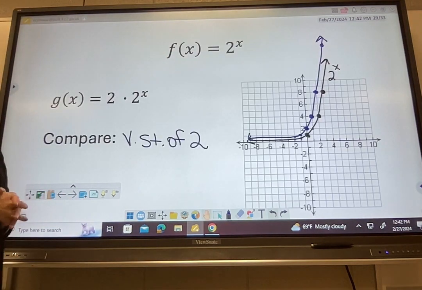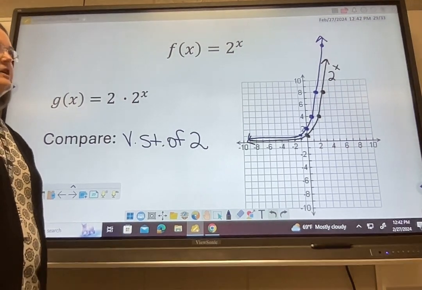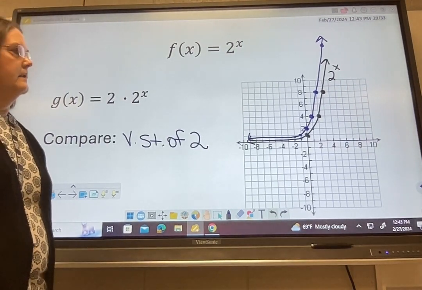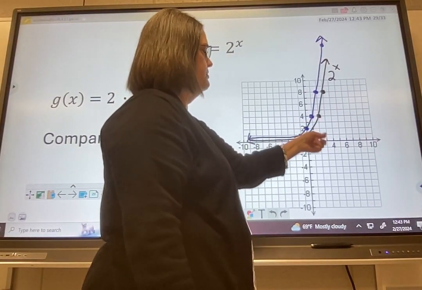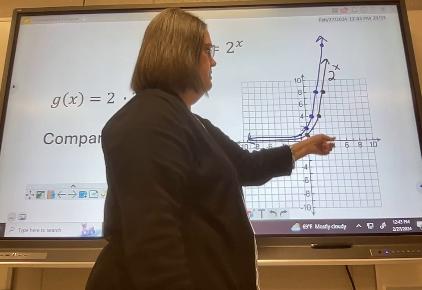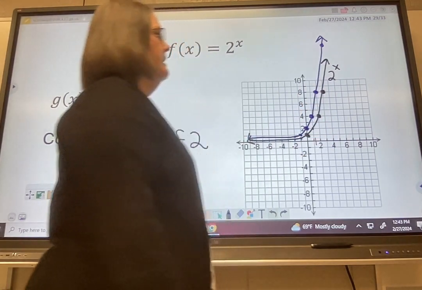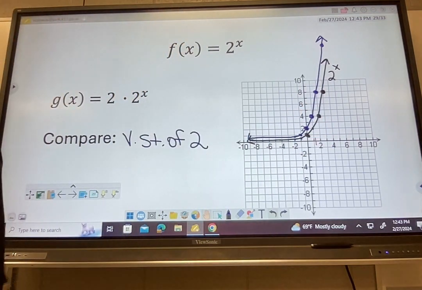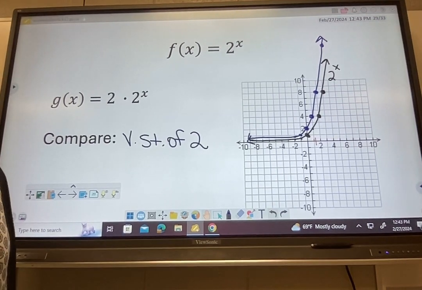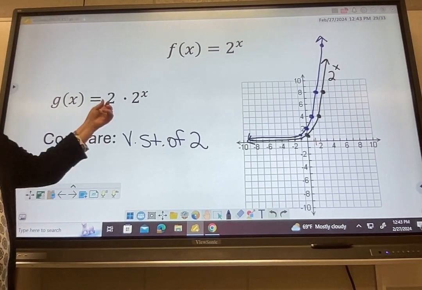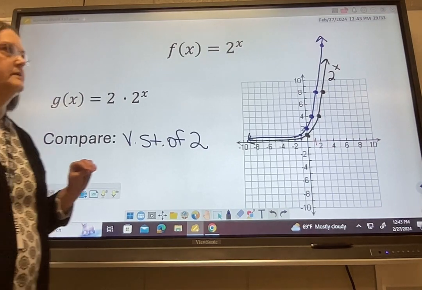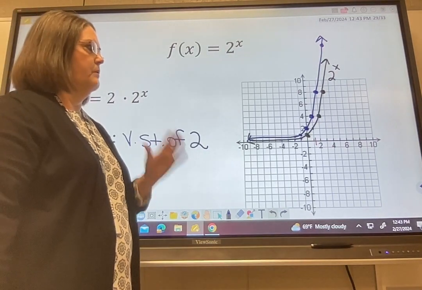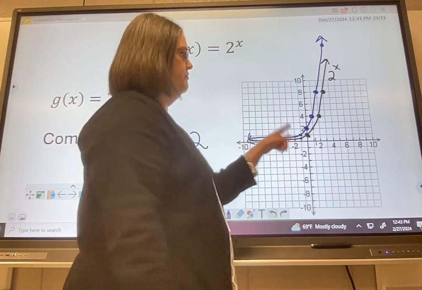As you see, my parent graph of f equals 2 to the x is sketched in black. 2 to the 0 power is 1, 2 to the first power is 2, 2 to the second power is 4, 2 to the third power is 8. And that is where the parent graph will come from every time. And when I multiply it by 2, what happens is it gets stretched. It gets steeper. So all my y values are multiplied by 2.